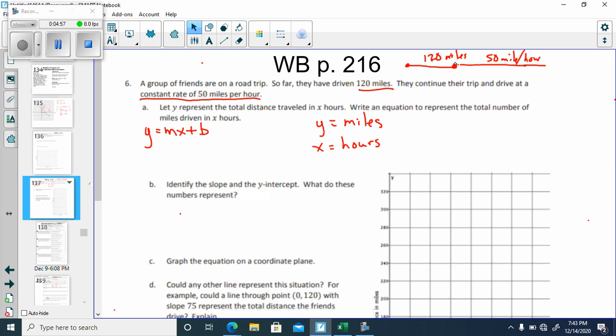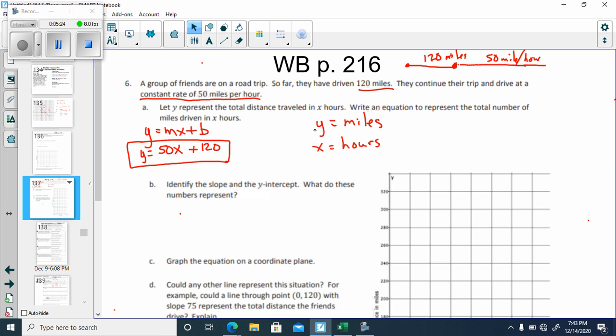Remember, we drove 120 miles before we stopped and started this 50-mile-per-hour thing. So our starting point is 120 miles into our trip. What is our m? Our rate of change is 50 miles per hour. Our m is 50, so we're going to put in 50 here. And now there's our equation: y is equal to 50x plus 120.